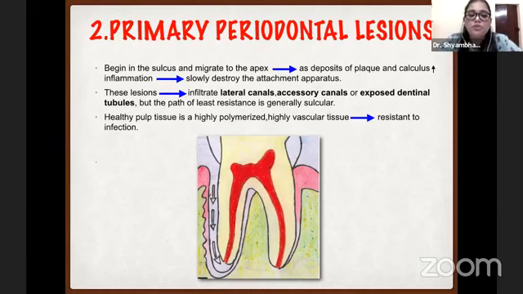And healthy pulp tissue is highly vascular tissue, and more often than not it is resistant to infection. So it is not always that a primary periodontal lesion will affect the pulp, because the pulp is highly vascularized. So even if there is ingress of microorganisms in moderation, the pulp has the ability to heal from the damage done by the periodontal pathogens, and the pulp will remain vital, and hence only a primary periodontal lesion will be seen wherein there is no involvement of the pulp and the pulp remains vital.